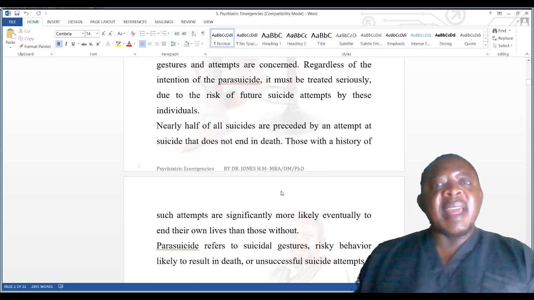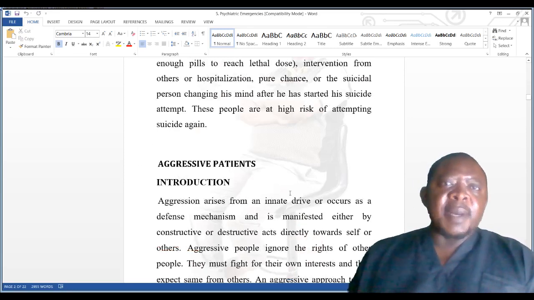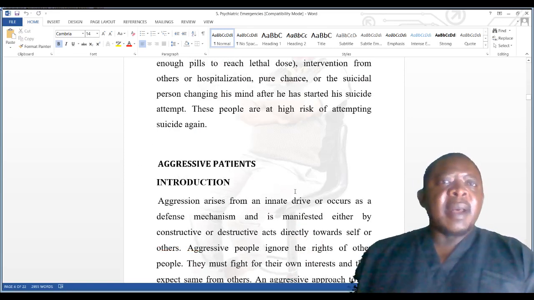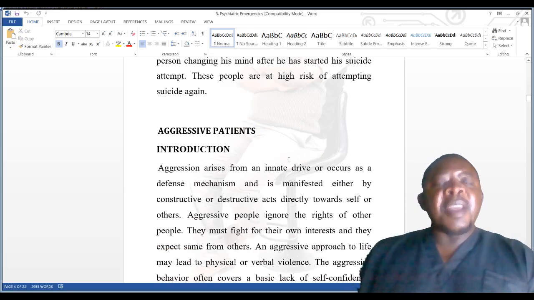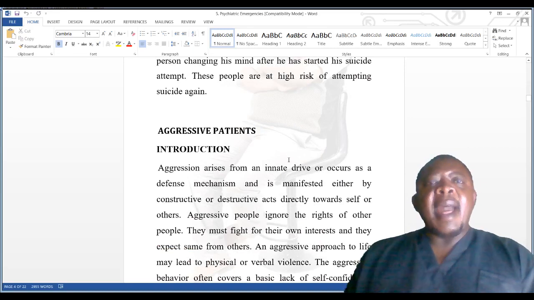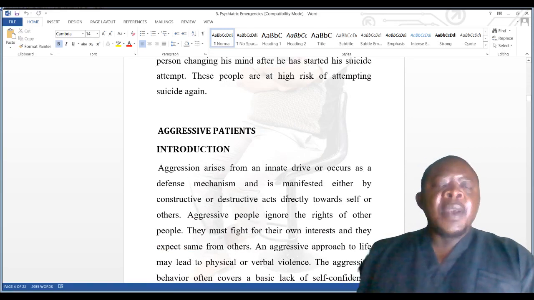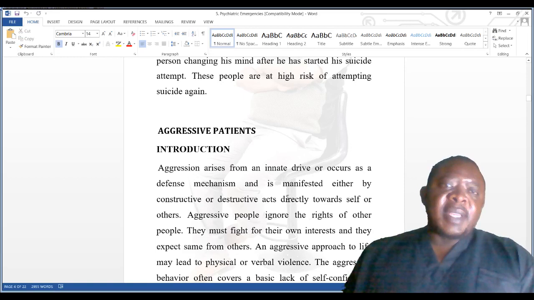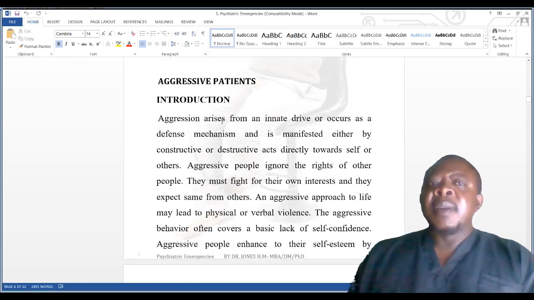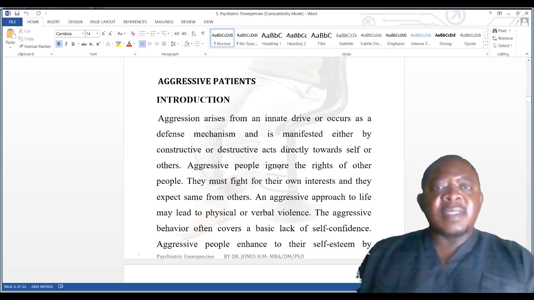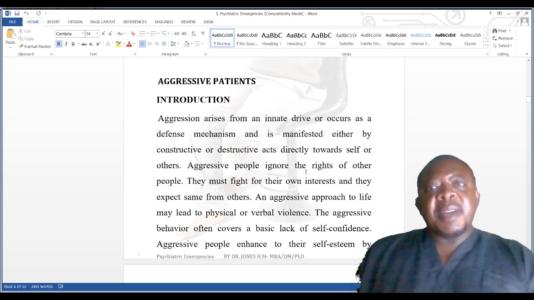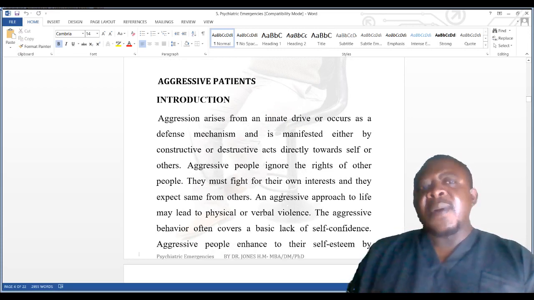Okay, so the next in line after talking about suicidal attempt is aggression or aggressive patients. Aggressive patients may be admitted in hospital setup as a psychiatric emergency. So let us try to understand more what aggression is all about. Aggression arises from an innate drive or occurs as a result of defense mechanism, and it is manifested either by constructive or destructive act directed towards self or others.